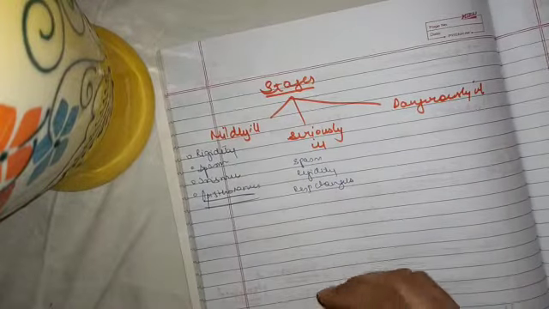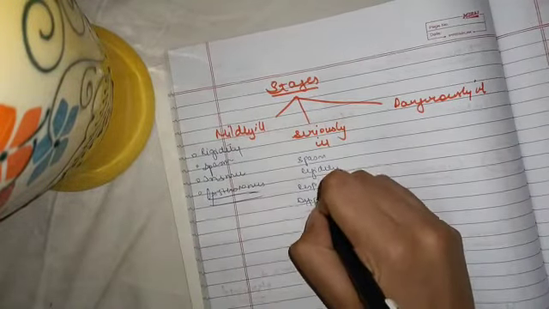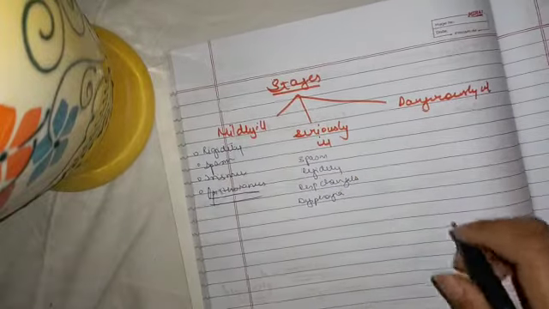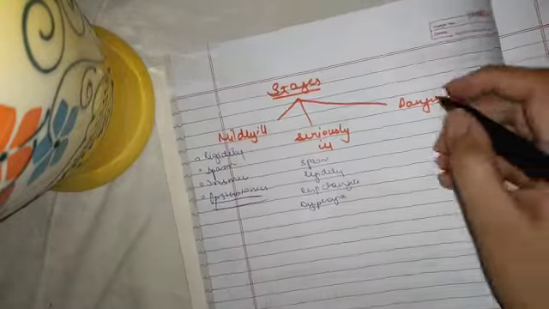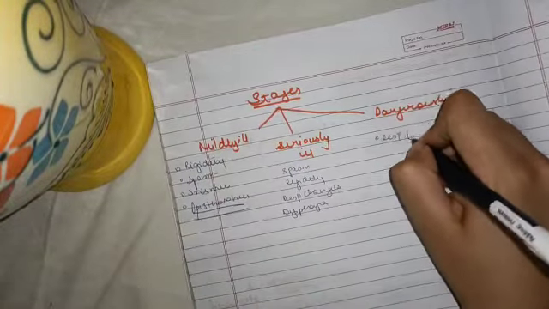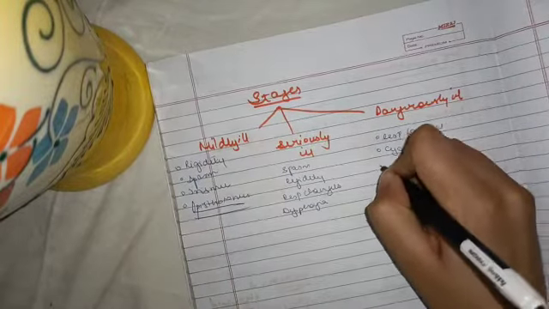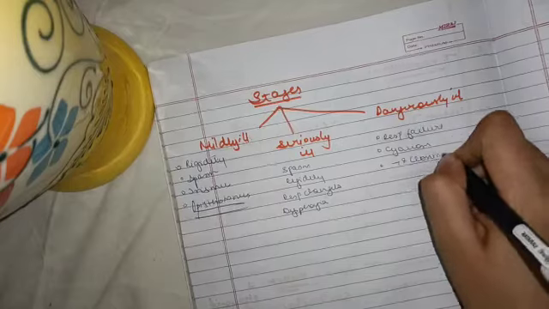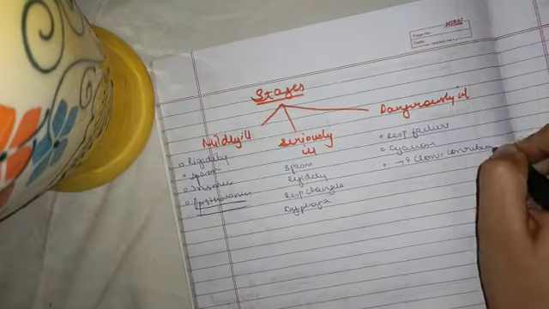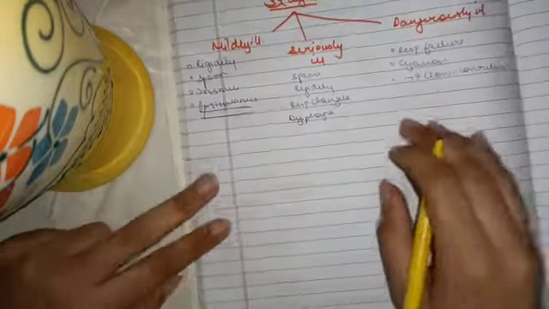Also dysphagia. Then in dangerously ill patients, respiratory failure, cyanosis, tonic and clonic convulsions. All right, now let's discuss the treatment.